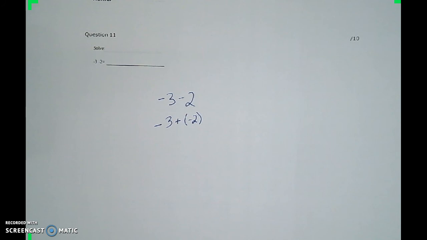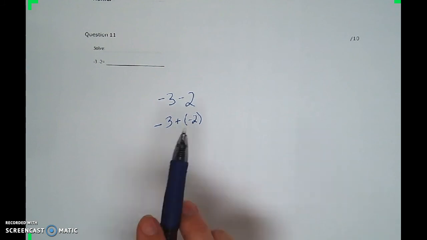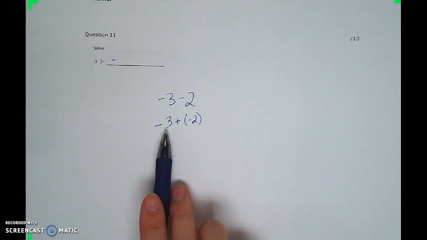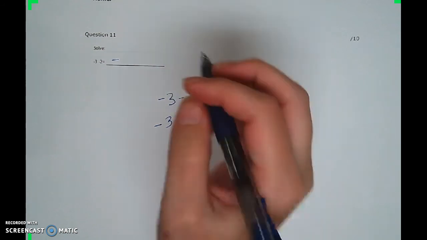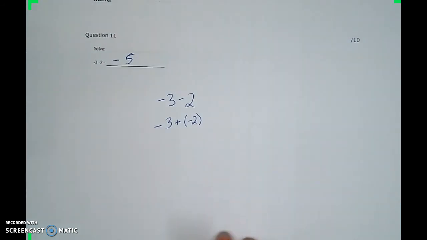After I rewrite it as addition, now all I have to do is follow my addition rules that we were just talking about. So they're both negative, so my answer is going to be negative. And since they both have the same signs, I want to add them. So 3 plus 2 will give me 5. So my answer is going to be -5.